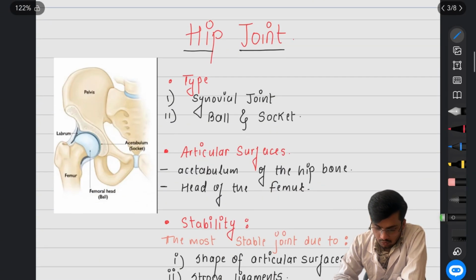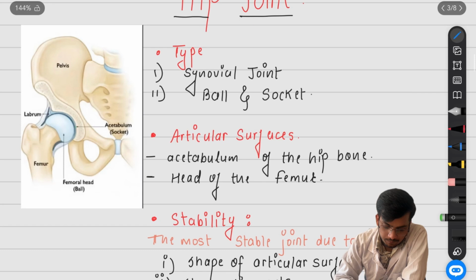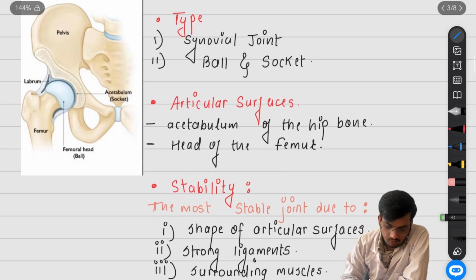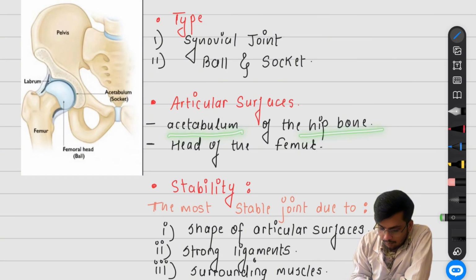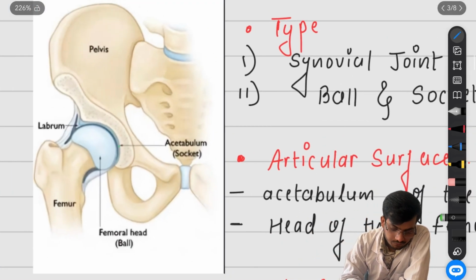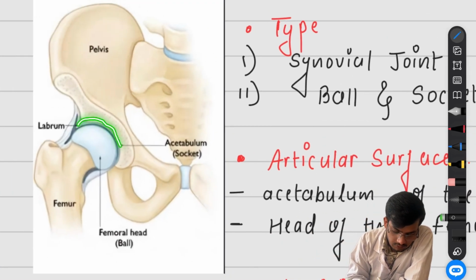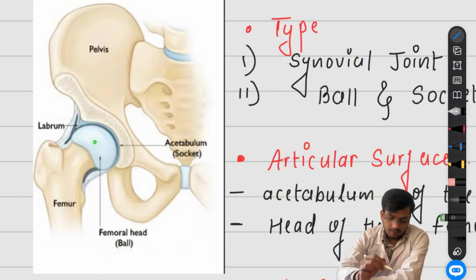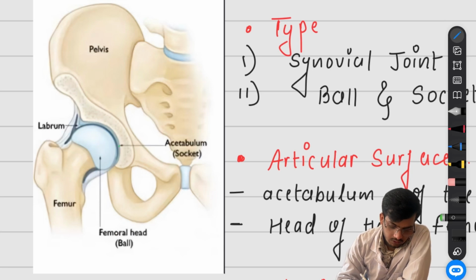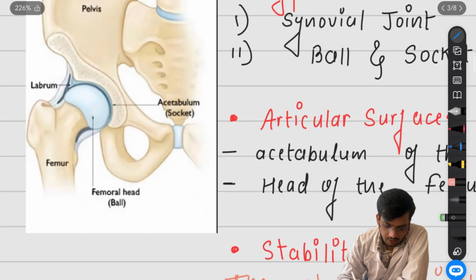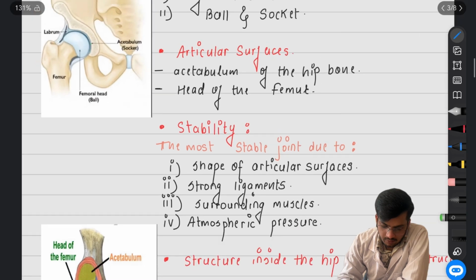So let's start with the hip joint. It is a synovial ball and socket joint. Next one, we have the articular surface: the acetabulum of the hip bone and the head of the femur. You can see this one is the acetabulum, and this is the head of the femur. The head of the femur fits into the socket of the acetabulum.